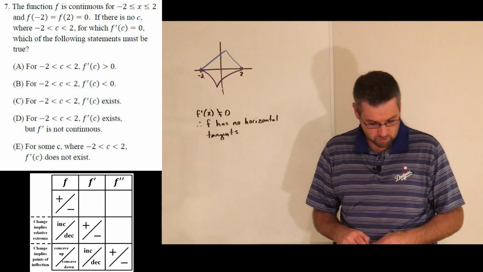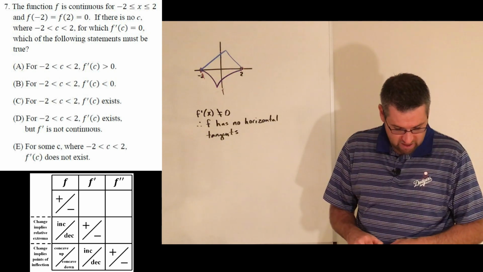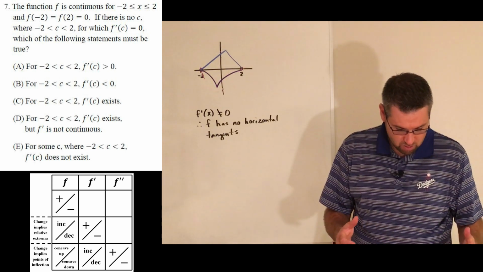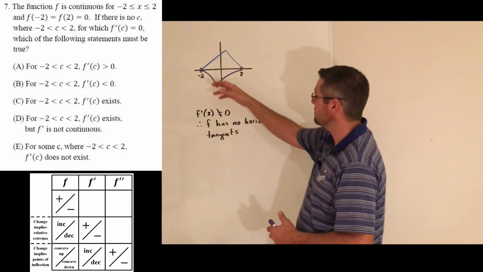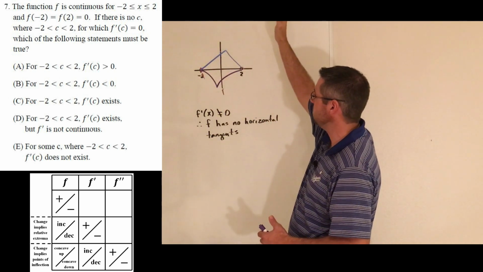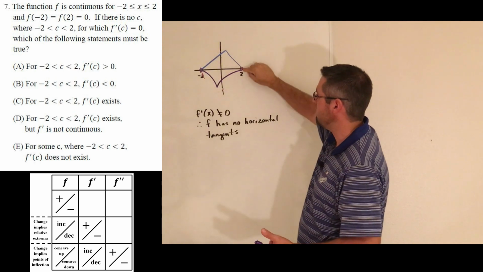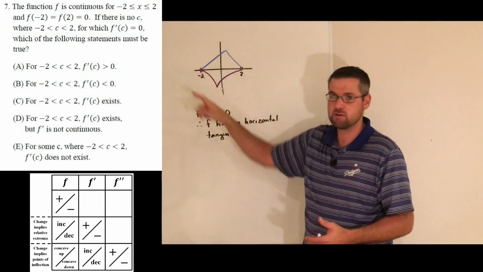We'll quickly go through the other ones here. For A, it says that f prime must be greater than 0 for all those x values. Well, if f prime is greater than 0 for all values, that means the function's always increasing. And it can't always increase because it has to end up at the same height that it started with.